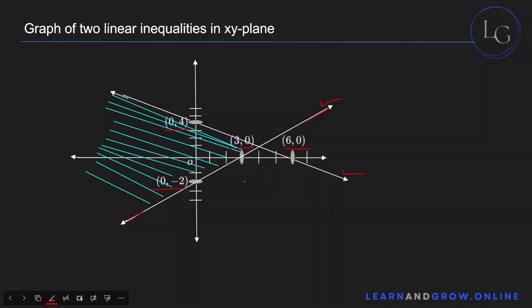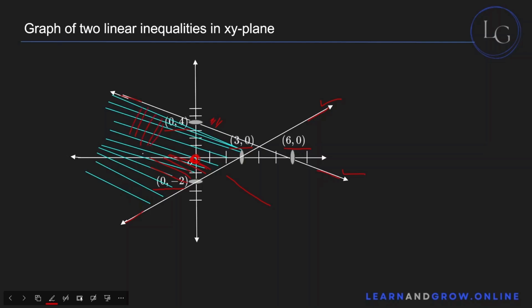You can also shade towards this side of the line, but no, since the test point revealed that the result was true, you have to shade towards this side because it's towards the origin. Now, the same applies for this line here, which is the line for inequality number 2. You could have shaded on this side of the line as well, but no, you have to shade towards the origin, which is this side.